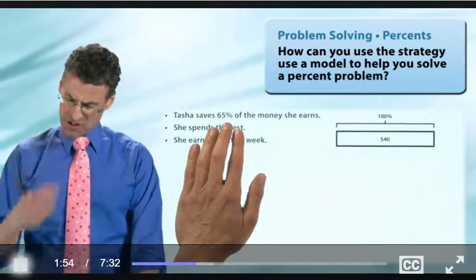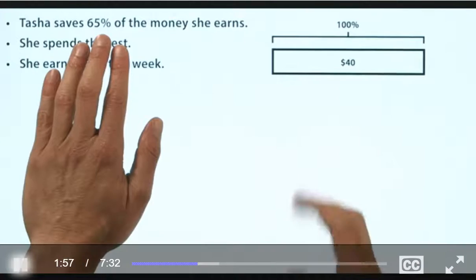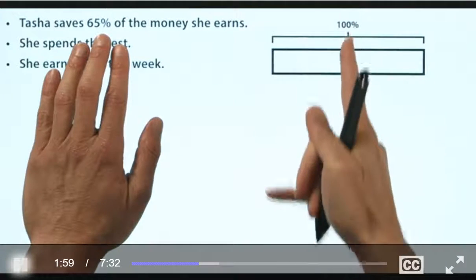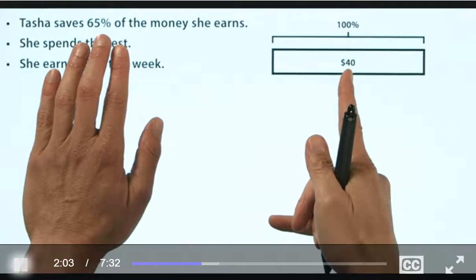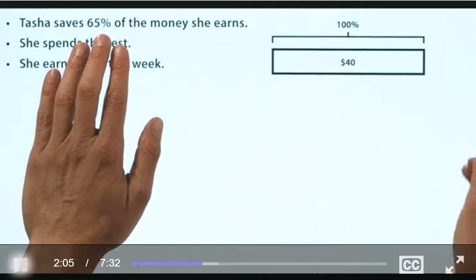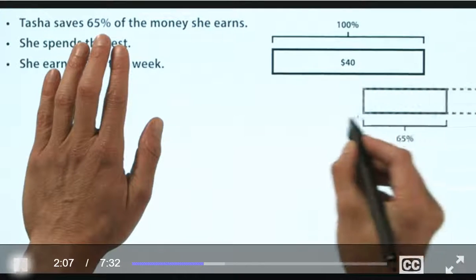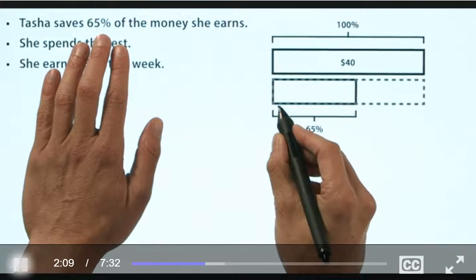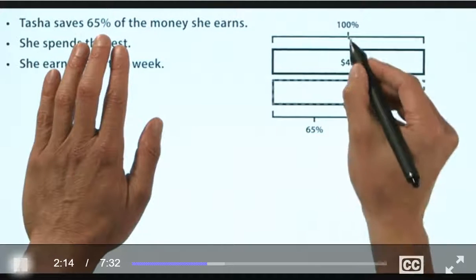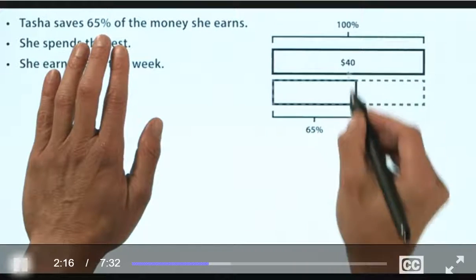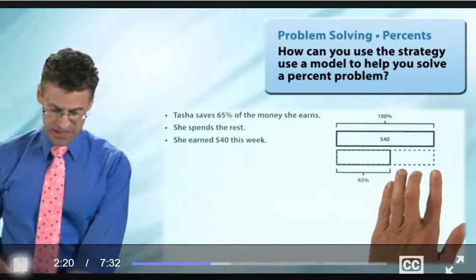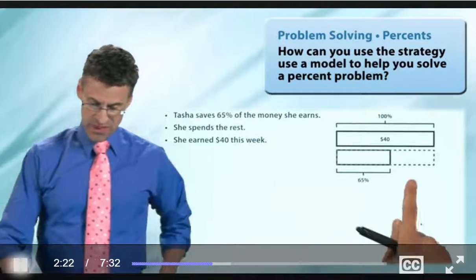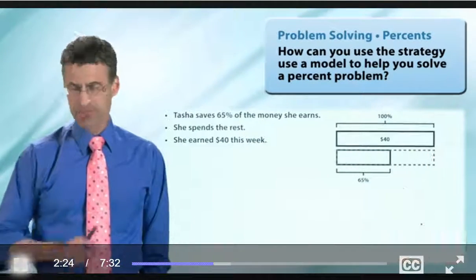Now, by the way, just in terms of visualization, we know that half, right in between, would be 50%. 50% is half. So 65% is actually going to be a little bit more than half. So if we try to model that amount, notice that if we do that, you do see that it does seem like it's actually more than halfway. And that's the 65%. So now this is the part, in fact, that she spends.